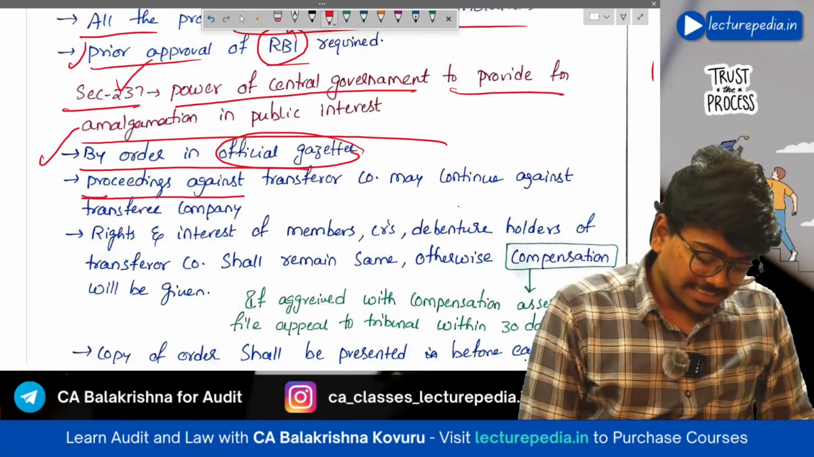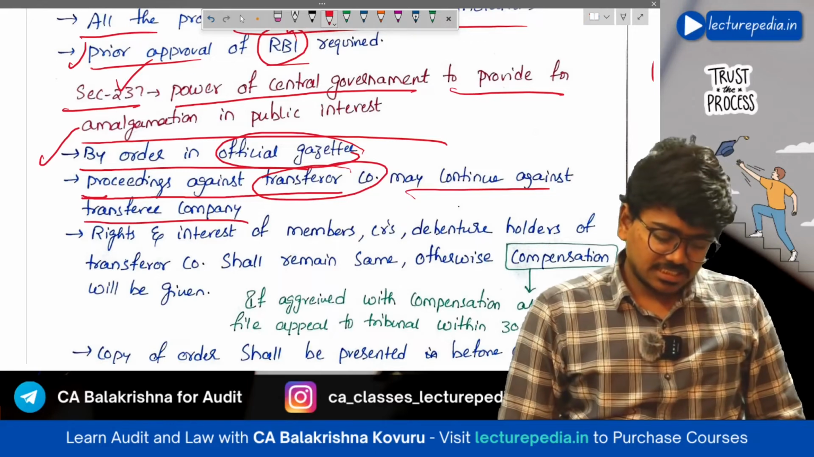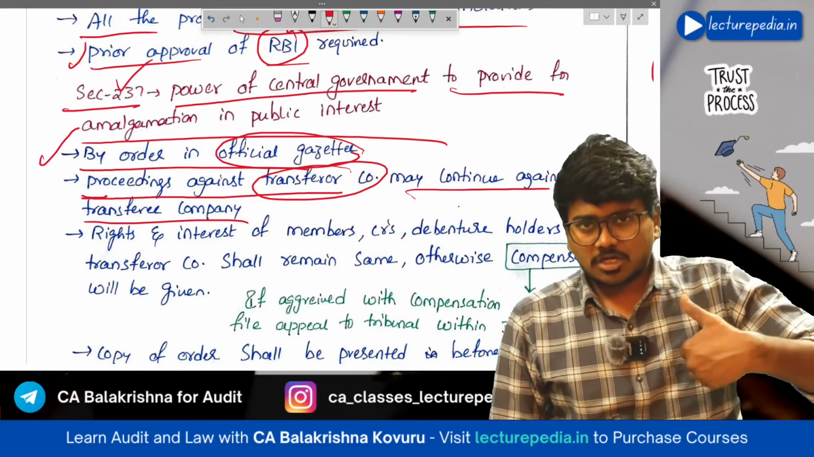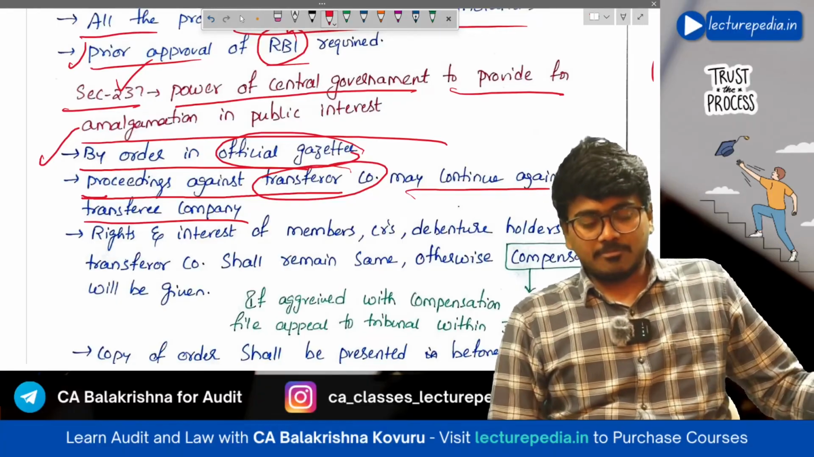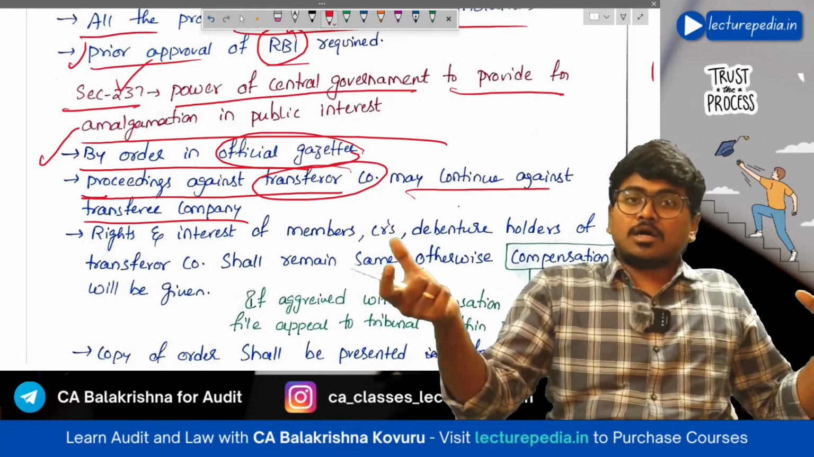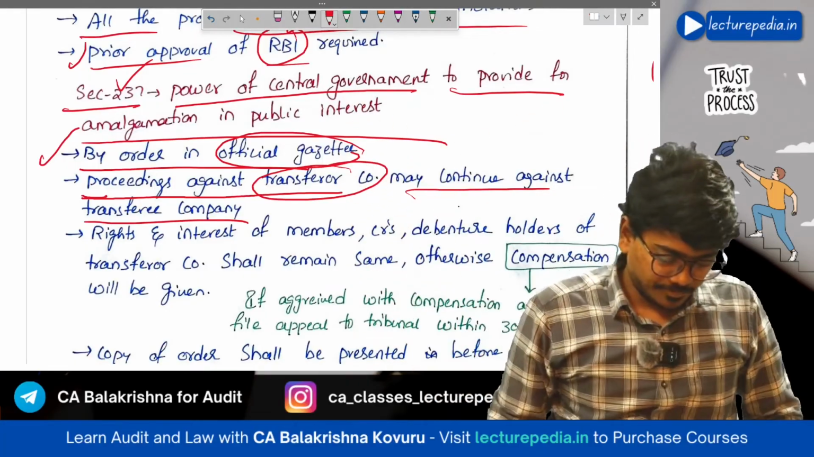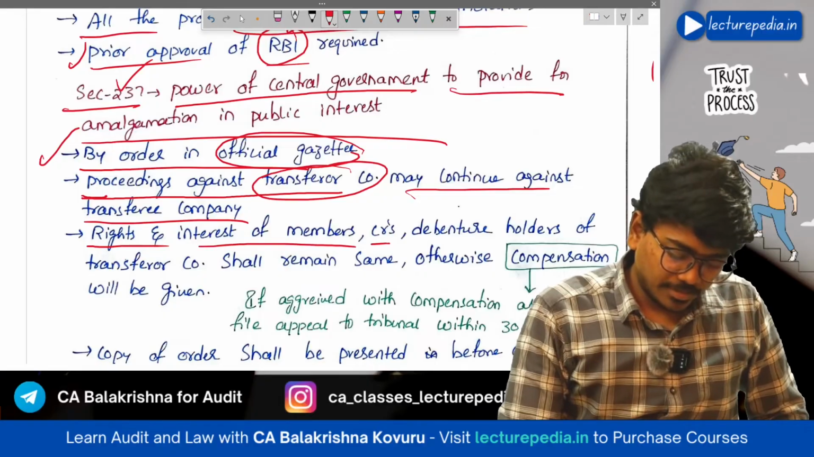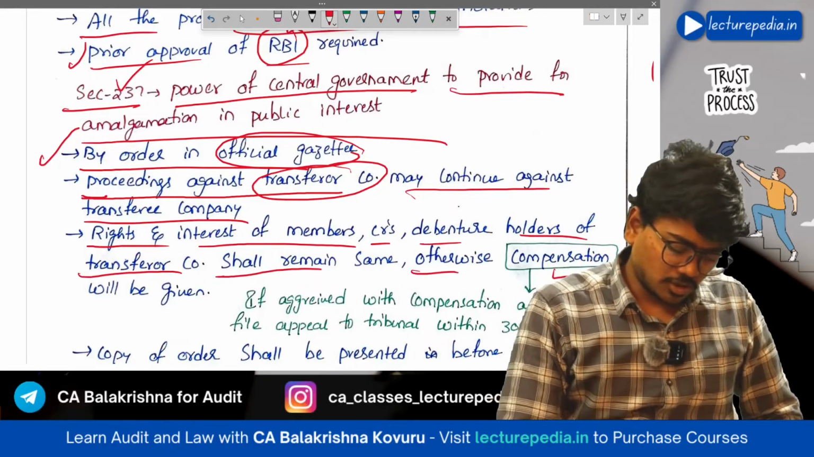Next, proceedings against the transferor company may continue against the transferee company. If there are any legal proceedings pending against the transferor company, they will continue on the transferee company. They will be transferred to the transferee company. Next, rights and interest of members, creditors, debenture holders of the transferor company shall remain the same. Otherwise, compensation will be given.